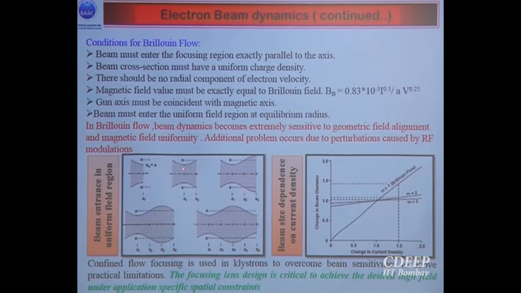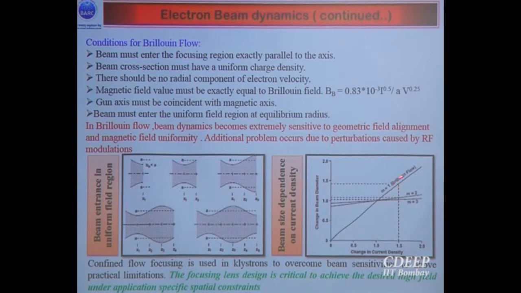So at this point, the beam will try to diverge, and as it enters this point, again the field balances the space charge effects. So again the diverging beam will come back and try to converge because of the magnetic field. These are the perturbations which will be happening in the beam. If we see beam size dependency on the current density, this is 1:1 at the Brillouin field, the ideal condition. If there is a change in the current density, the beam diameter will change linearly.